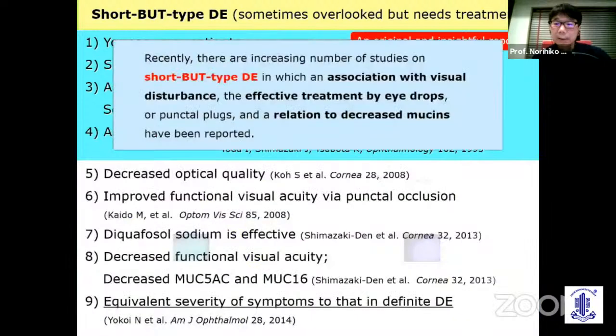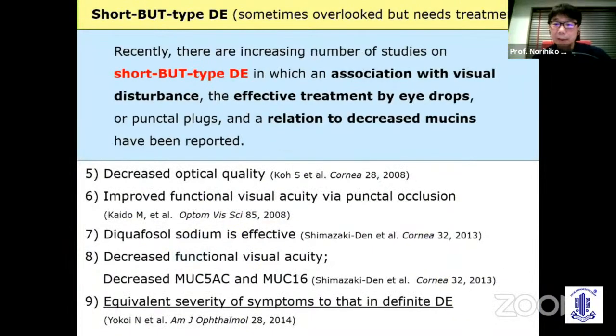Recently, there are an increasing number of studies on short BUT type dry eye, in which an association with visual disturbance, effective treatment by eye drops or punctal plugs, and the relation to decreased mucins have been reported.